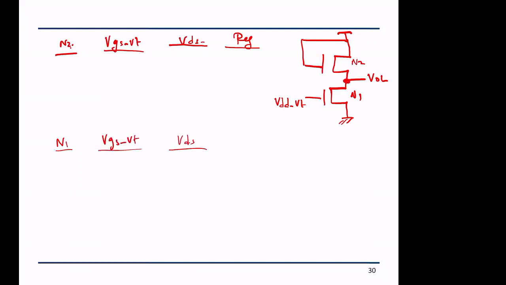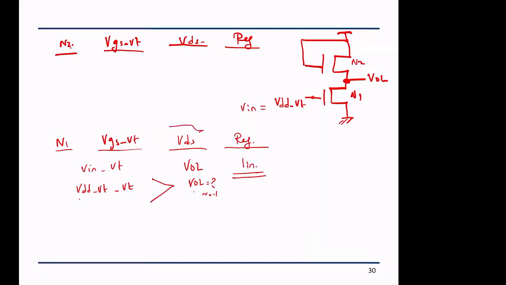So for transistor N1, VDS is VOL, and VGS minus VT, remember this is Vin. So it will be equal to VDD minus Vt minus Vt. And VOL is the VOL that I'm trying to solve for. Hopefully VDD is large enough and VOL is small, close to 0, maybe 0.1. So the region, whenever we solve for VOL, is typically the linear region, and this VDS is small.